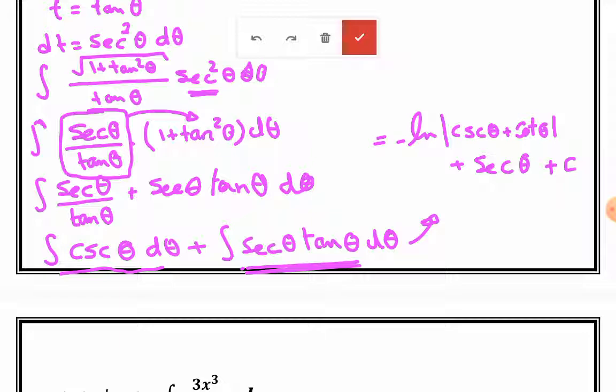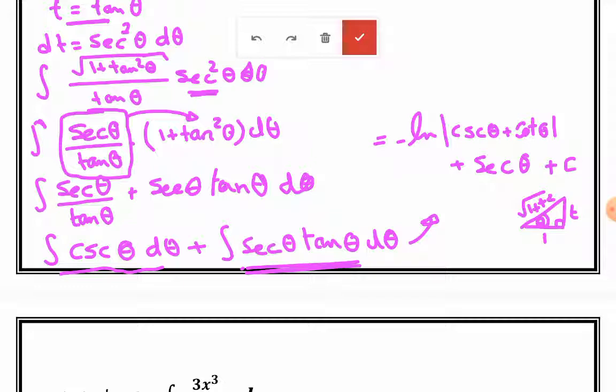But we should complete here, guys. We should return to the original variable, which is t. So we will draw a triangle. Here is theta, and we know now that t equals tan theta, right? And tan is opposite over adjacent, so the hypotenuse in this case is root 1 plus t squared.